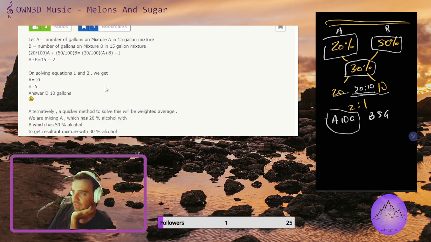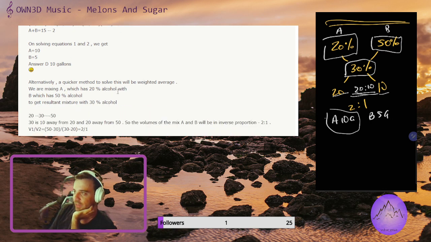Anyway, a quicker method to solve this would be with weighted average. Okay, so weighted average is talking about what alligation does. Alligation is essentially a quick way of working out weighted average, so at least that's how I understand it. We're mixing A, which is 20% alcohol, with B, which is 50% alcohol, to get a result mix of 30% alcohol, 20, 30, 50. I really don't know what this person is doing with all these minus, minus, minus things, but anyway.